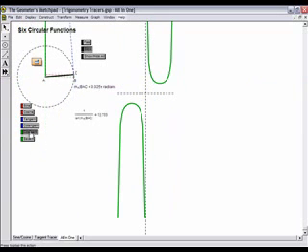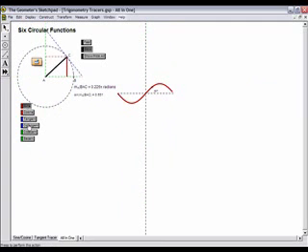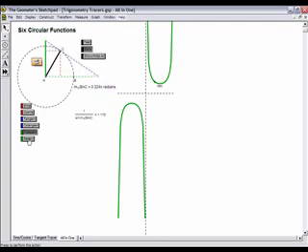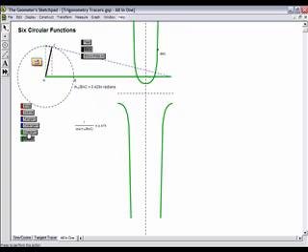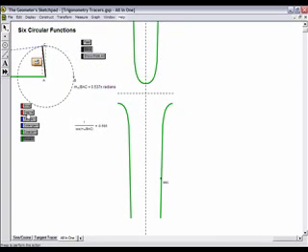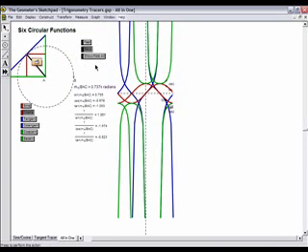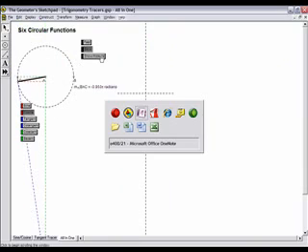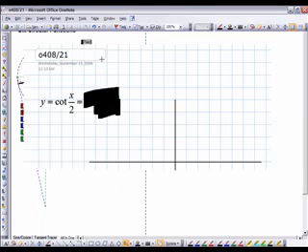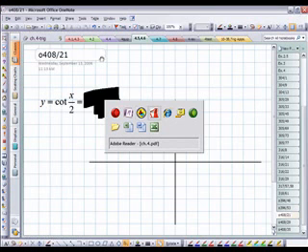Cosecant and secant. There's cosecant, and it relates to sine in that they're reciprocals of each other. Here's secant, and it relates to cosine in that they're reciprocals of each other. And here's everything all together. So we'll parse that a little bit and look at them individually so it's not quite as confusing. Okay, back over to here. Actually, let's go into the textbook next.